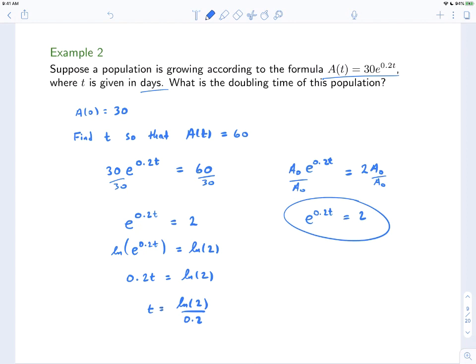So we've solved for t. t is equal to ln of 2 over 0.2. Well, we want to figure out how many days this is, and it's not so useful in this form. So we use a calculator or a computer to evaluate this. And this is approximately 3.4657 days. So what is the doubling time of this population? Well, about 3.5 days is the answer.